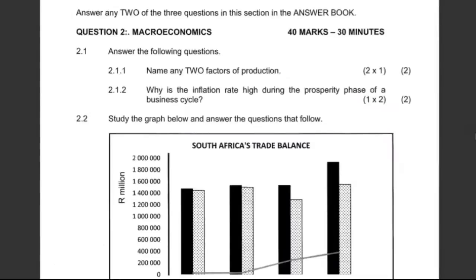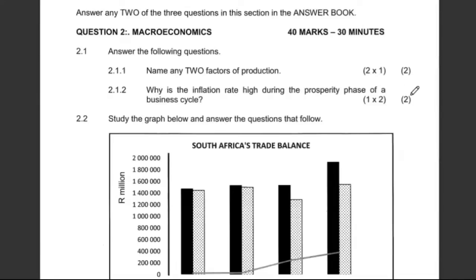Okay. We are going to discuss section B. And if you still remember, I always tell you that whenever you are faced with this section, make sure that you take your time to go through all the set of questions given before you can select the answer, or before you can select the question that you feel comfortable with. Another thing that you must always take into account, grade 12, is that each and every question under this section carries 40 marks, and the expectation is to spend 30 minutes on each question.